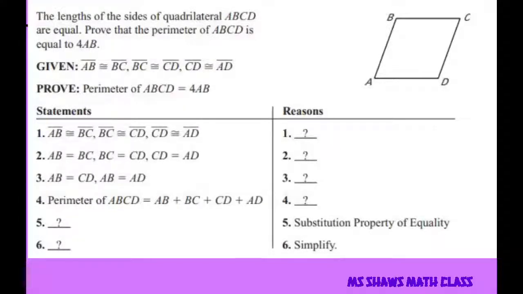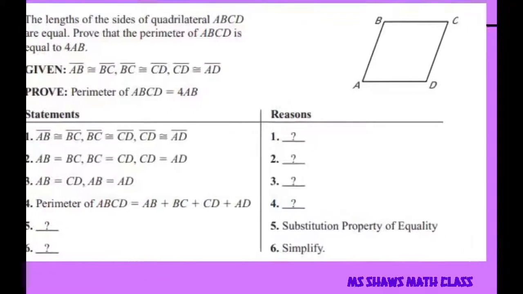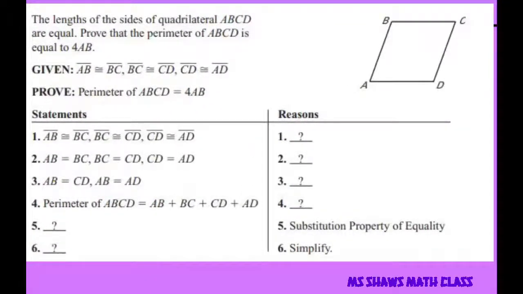Everyone, the lengths of the sides of a quadrilateral ABCD are equal. So these are equal. And it says, prove that the perimeter of ABCD is equal to 4AB. So just 4 of this line segment here.